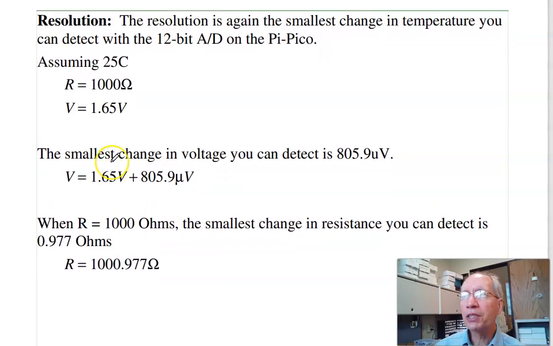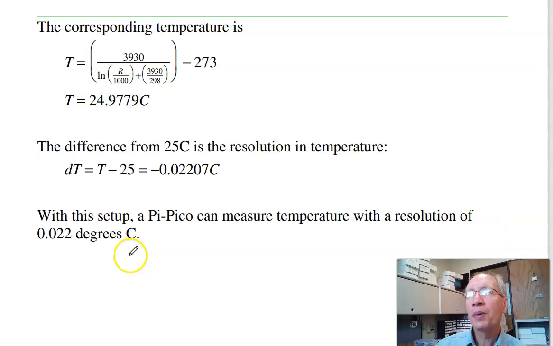In terms of resolution, that's the smallest change that will result in a 1-bit change on the A to D. Going back to 25 degrees Celsius, if R is 1000 ohms, the voltage is 1.65 volts. The smallest change in voltage I can see is 805 microvolts. The smallest change in resistance I can see is R goes from 1000 to 1000.97 ohms. Plugging it back into this equation, the temperature goes from 25 degrees to 24.977. Take the difference. That's the resolution of your temperature sensor. So with a thermistor, I can measure temperature to 0.02 degrees Celsius.